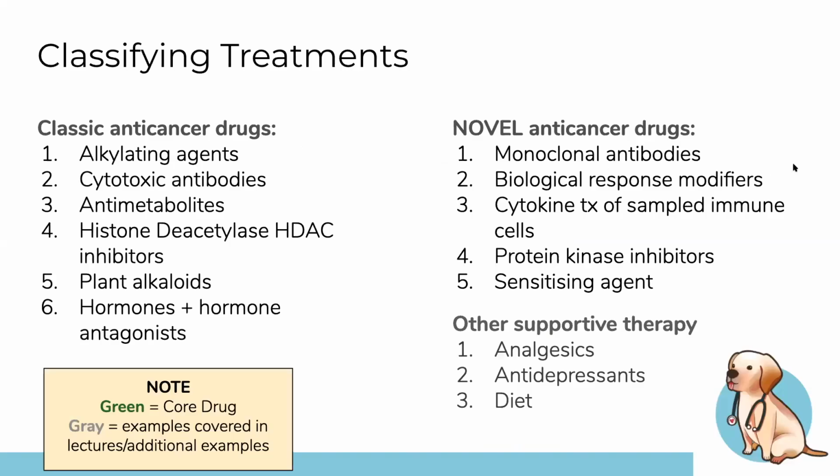Okay, moving on. I talked before about how we should classify the drugs before we start learning them, and cancer is one of those broad categories. We divide it into mainly your classic drugs and your novel drugs, novel meaning new. A lot of your core drugs are your classic ones, and a lot of the newer ones are more experimental, or they don't act as directly on the cancer. Of course, there are also other supportive therapies, which we won't go into in too much detail. Again, anything in green is a core drug and anything in grey is an example covered in lectures or additional examples that technically aren't testable, but they still might test you.